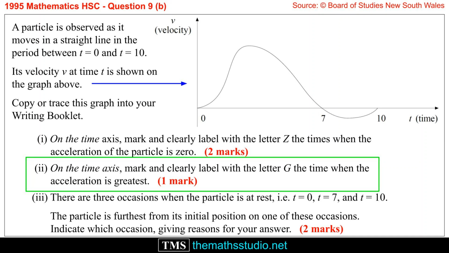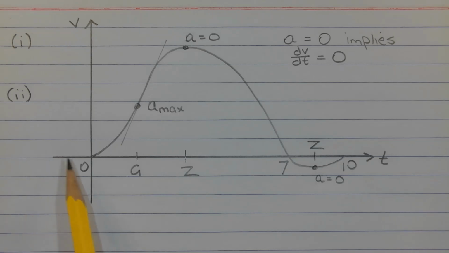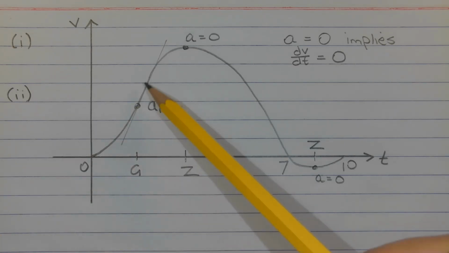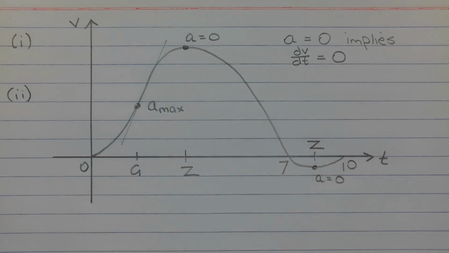Part 2. On the time axis, mark and clearly label with the letter G the time when the acceleration is greatest. The point on the velocity versus time curve where acceleration is at a maximum, that is, the rate of change of velocity with respect to time is at a maximum, is the point where the gradient to the tangent to the curve is at a maximum. And that occurs roughly at this point here. And I've labelled it on the curve with A max. Now the point in time where that occurs has been labelled on the time axis with the letter G directly underneath A max.